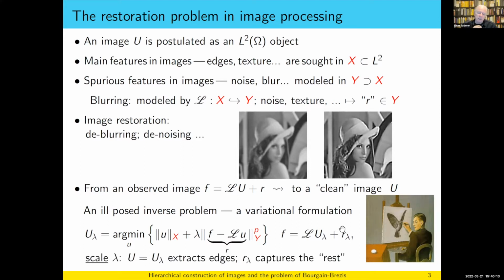I should mention that the parameter lambda is in fact not a parameter. In fact, it is a scale. It really means that when we have an image, we extract the edges or the important features in the image up to scale lambda, and the rest is captured by the residual. So this is a general framework for solving an ill-posed problem.